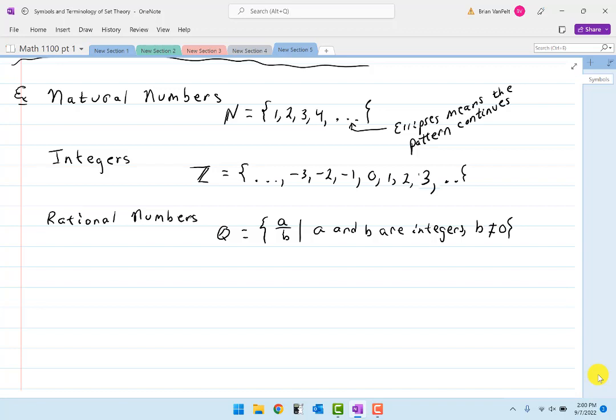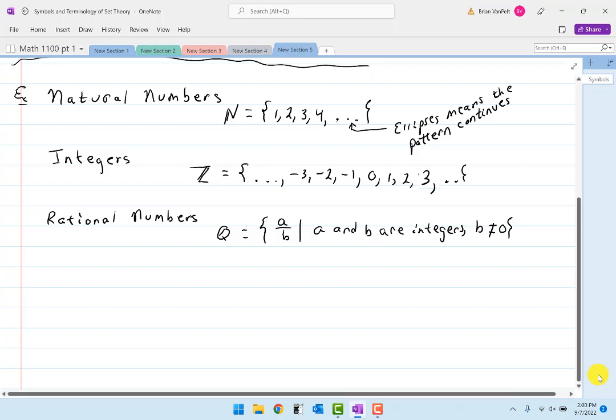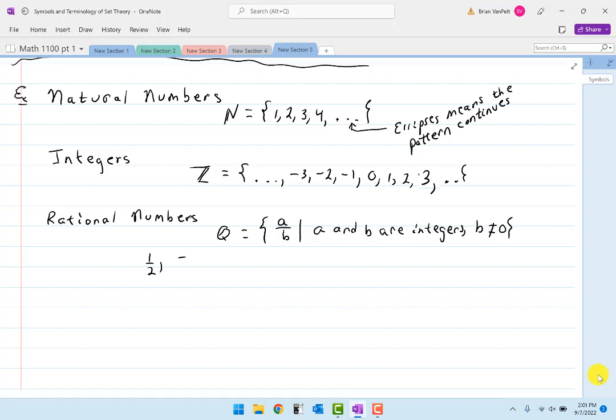So in Q, for example, I could see things like 1/2 in there. Since A and B are integers, it means they can be negative as well, like -3/8, 5/21. You can even go with the other, like 9/4. All of these you can see are rational numbers. They have a numerator and a denominator.